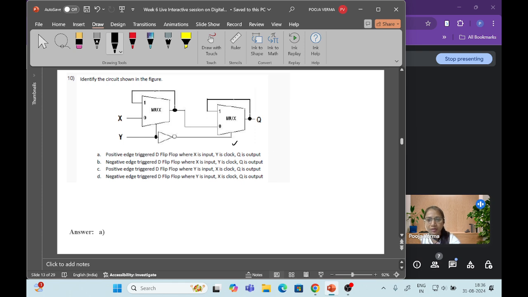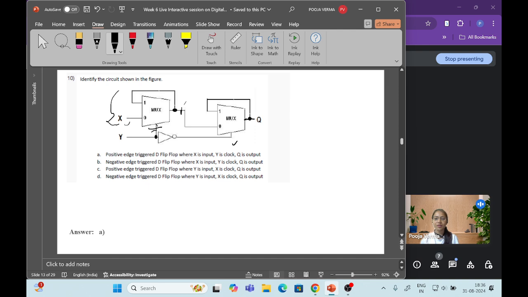So it is a mux. In the mux, we already know that this side is the input side, this one is a selection line and this one is an output, right? So X is the input in that case, and in the selection line we can give any pulse or clock also. So Y is the clock and Q is the output because it is given on the output side. So now it is a D flip-flop, and X is input, Y is clock and Q is output.